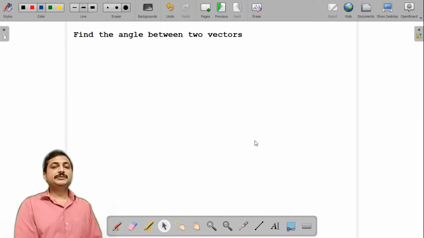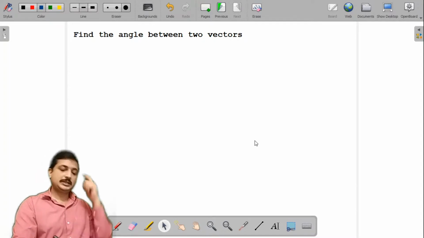Now, if these two vectors are lying on the same plane, we can easily find the angle between these two vectors by applying dot product or cross product. Dot product is much easier than cross product in this application, but it is necessary to know how to find the angle using both the methods. So first I will discuss how to find the angle between any two given vectors using dot product.